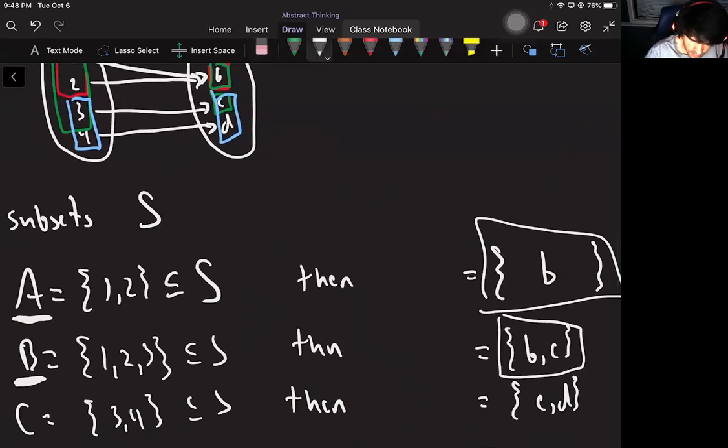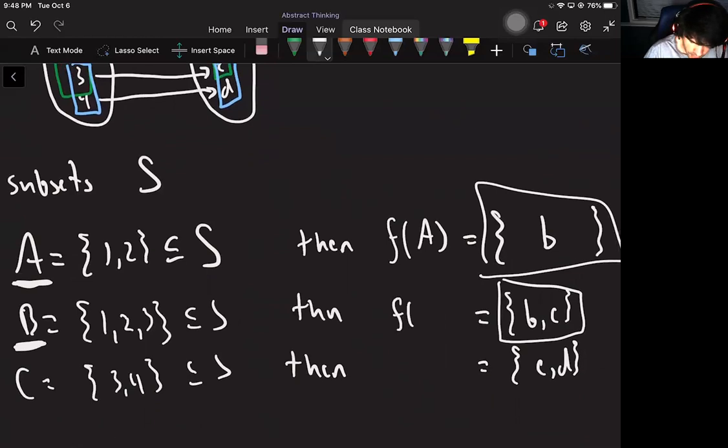The name sort of makes sense. This should just be called f of capital A, because it sort of is what I'm doing. I'm plugging in a set to the function. This should just be capital F of capital B, and this should be F of capital C.